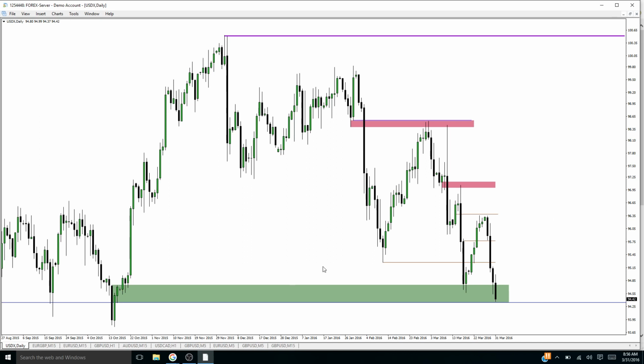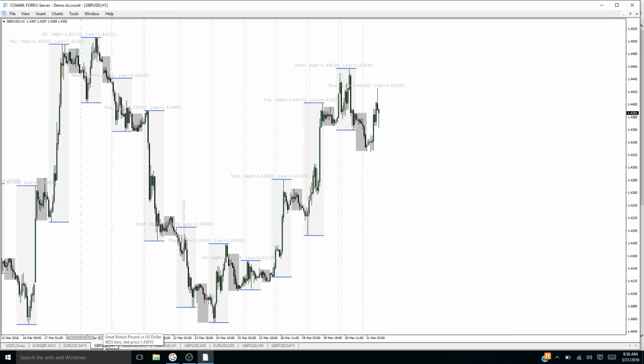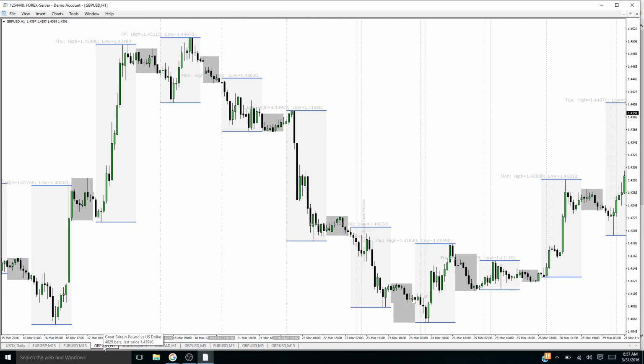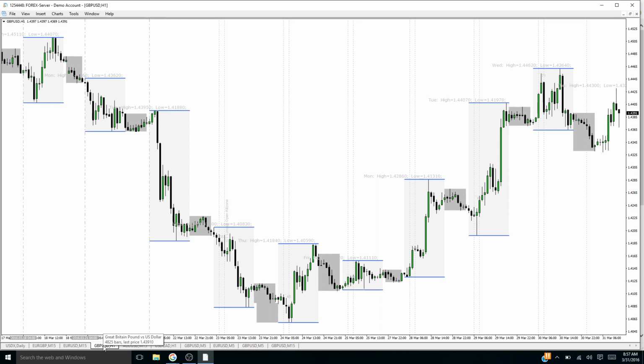So let's go back over to our cable chart, and we're going to look at some things. And let's go back over here and take this. So what we have is the way we define our day. We look at the float and we look at the previous day's range, and we mold this with the idea that we arrive at on the US dollar index.